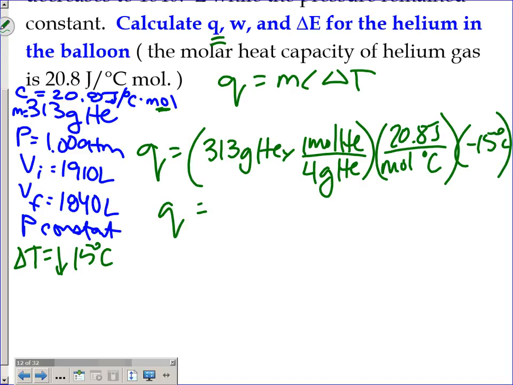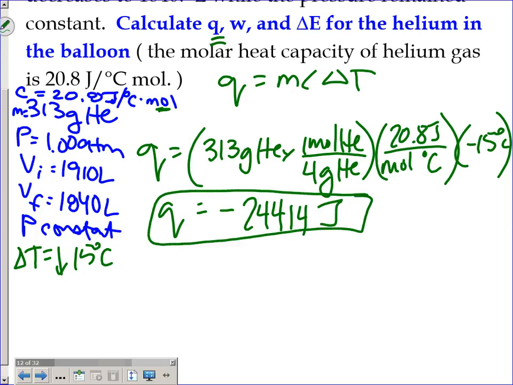You guys have a calculator? Because I can calculate on this. Can somebody calculate that real fast? So I'm not running through my mind. Oh, there it is. I got it. Negative 24414 joules.